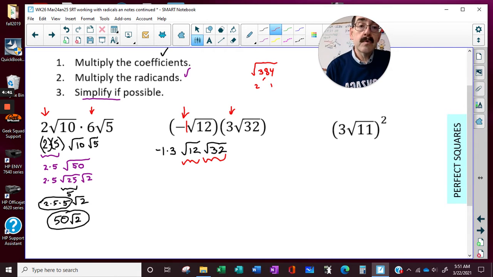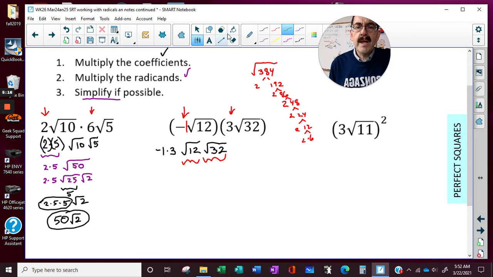Well, the 384, you know, we got a big factor tree to build, right? 2, 192, 2, 96, 2, 48, 2, 24, 6. Wow, final answer is going to have a 6 for sure, right? That's something. But what if we did this instead?